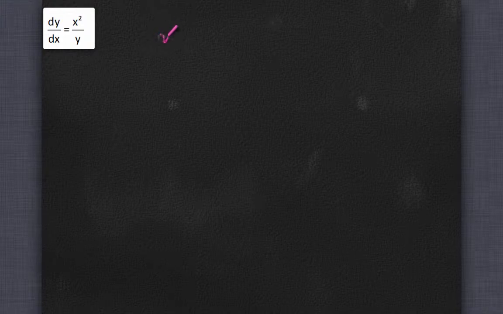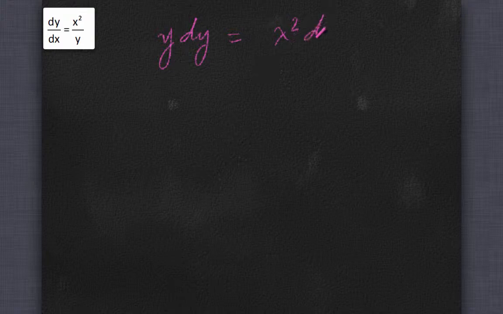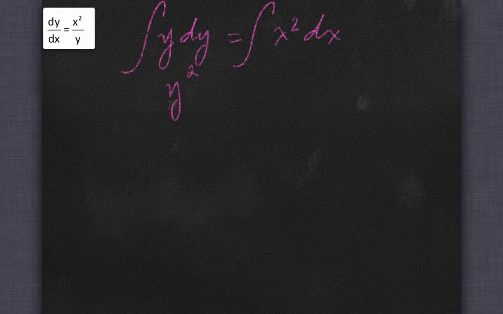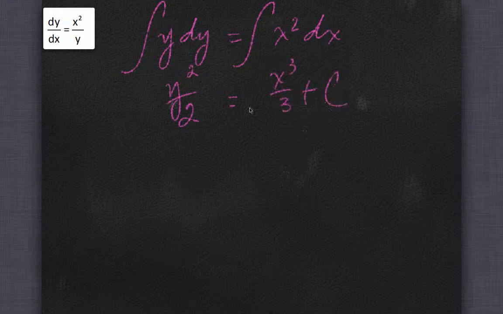Okay, so if I look at this one, I just put y dy equals x squared dx, so I've just cross multiplied, or if you want, multiplied through by y and then multiplied through by dx. Okay, so this is y squared over 2 equals x cubed over 3 plus a constant. So you can leave it like this.